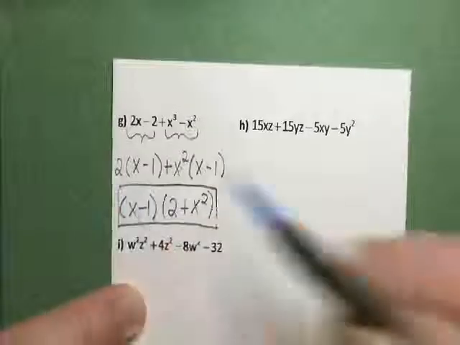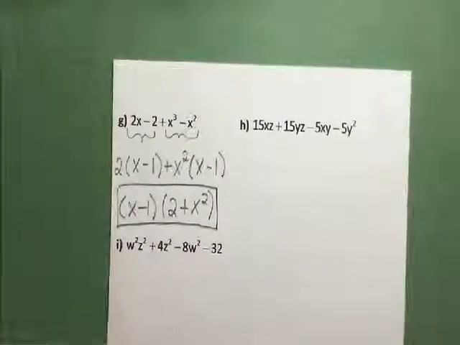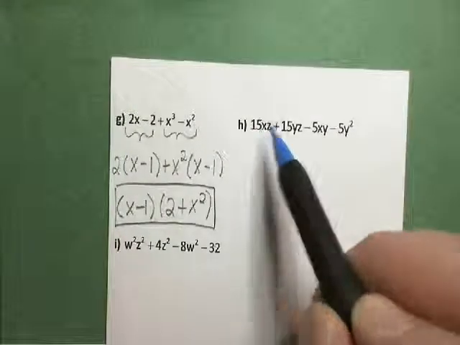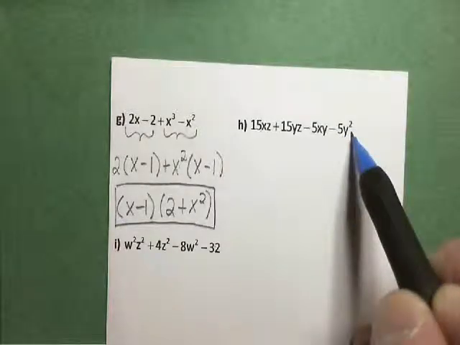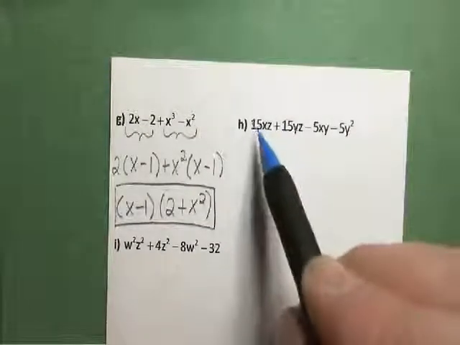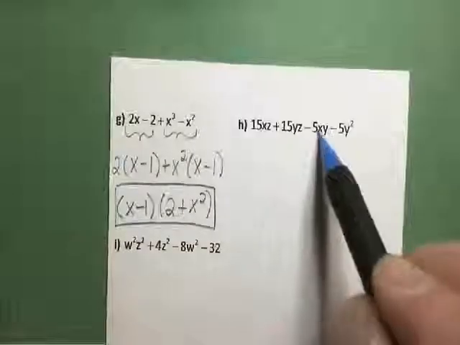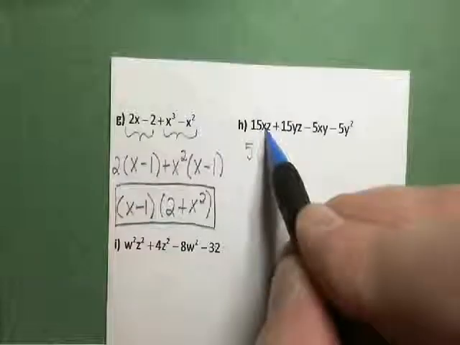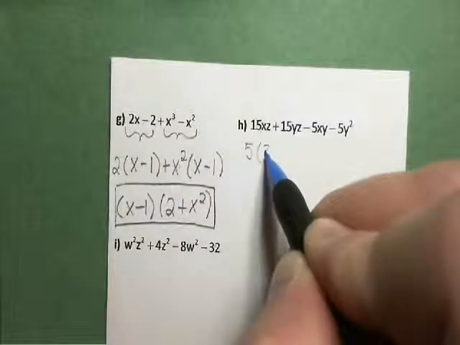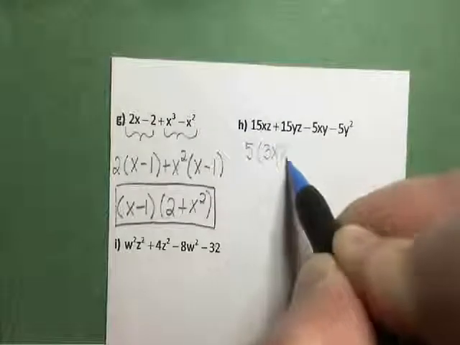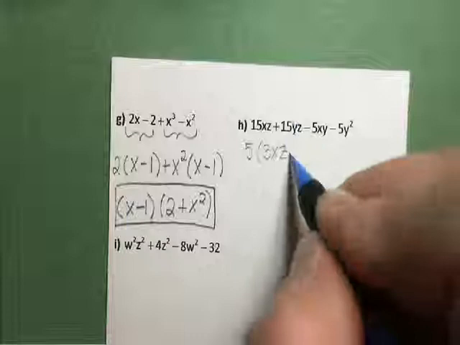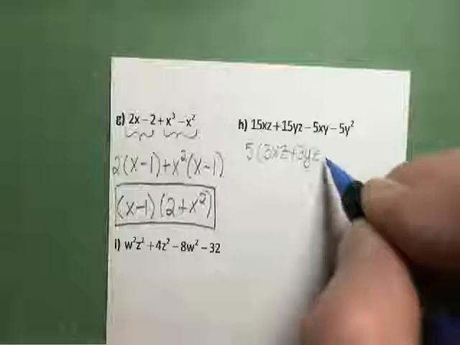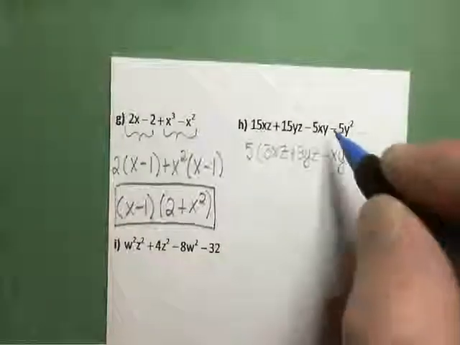Alright, the next problem. Is there a number or letter that I can factor from all four terms? Well, on this particular problem, there is. 5 goes into all four terms. So let's go ahead and factor out a 5. 5xz divided by 5 gives us xz. 15yz divided by 5 gives us 3yz. Negative 5xy divided by 5 gives us negative xy. And negative 5y squared divided by 5 gives us negative y squared.